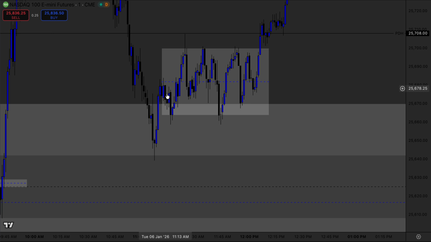So here we have our low of the range, expansion. I'm looking for a manipulation on the leg down. No manipulation, fair value gap, but no manipulation. So I'm not counting it. Here we have a low, fair value gap, manipulation. Then here we have a closure above. So this is a valid manipulation. This is the market showing their hands here.